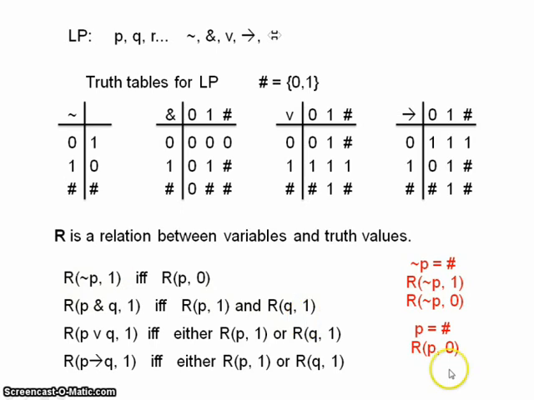Now, P is also true under R, of course, which means that not P is false under R as well. That means not P is hash. So that all works. And if you go through these other cases, they all work perfectly fine as well.